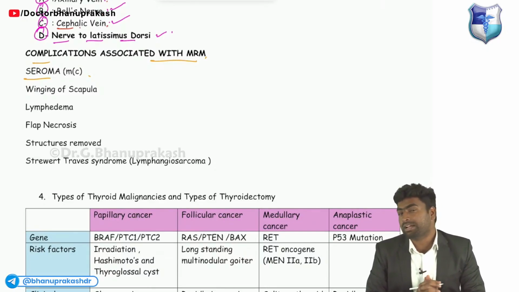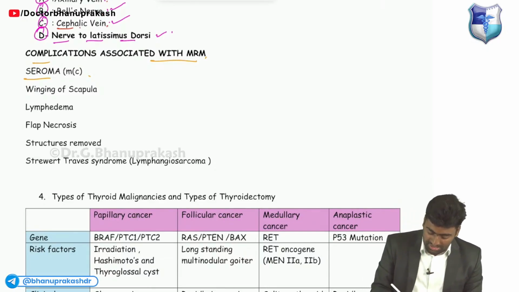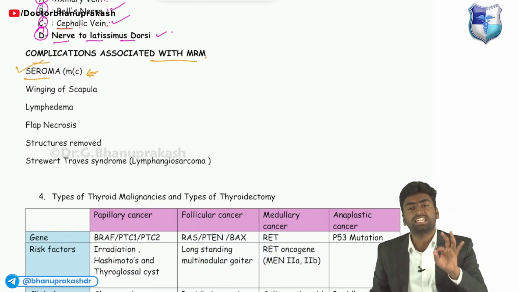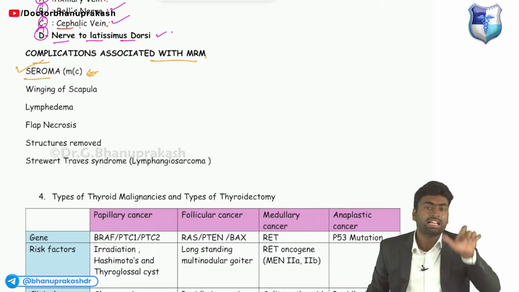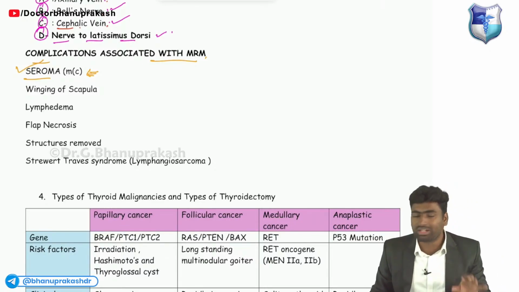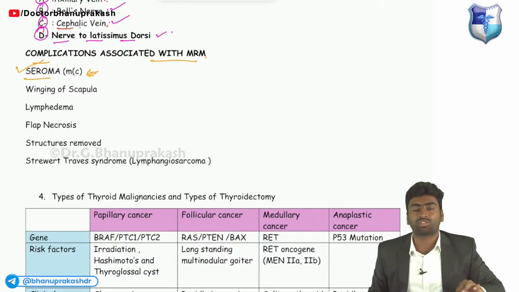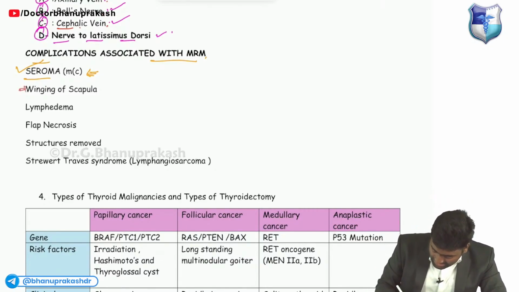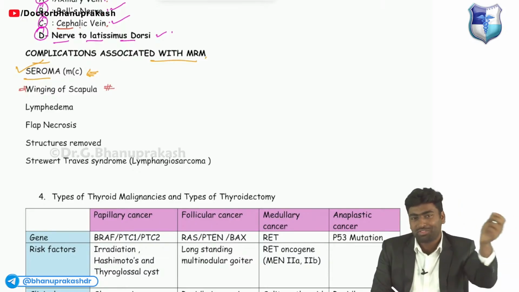So this lymphatic flow impairment leads to the formation of a collection of lymphatic fluid, which is known as seroma, a serous collection. So it is not a tumor, it is a serous collection of fluid, which is known as seroma. Take it.